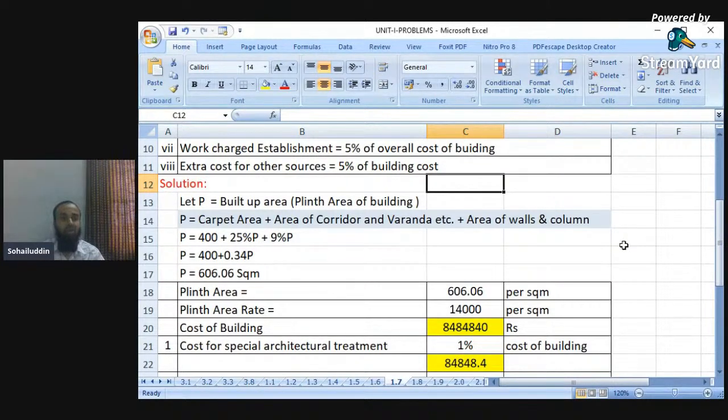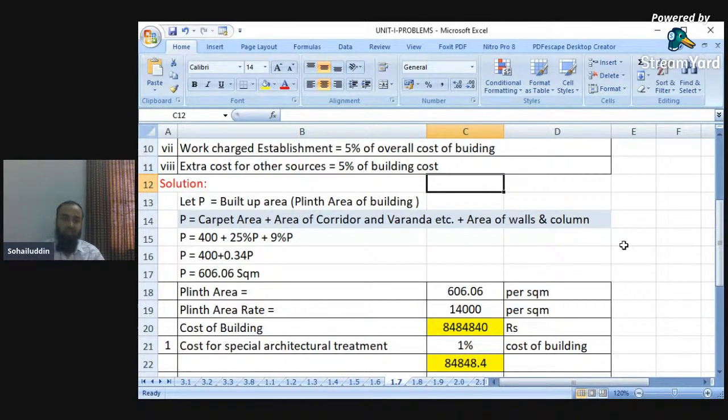So let P be the built up area or plinth area, which are one and the same. Plinth area is where the plinth beam has been provided, and built up area is where the construction has been carried out. So it is one and the same. Let P be the built up area, that is the plinth area of the building, and it will include the different heads as mentioned in the problem: carpet area plus area of corridor and verandas etc. plus area of walls and columns. In the last problems we have seen direct calculations of plinth area, where the plinth area is directly given, but in this problem we have to find out the actual plinth area required, covering the walls, the corridor, the verandas, or there may be passages, or other things, parkings.